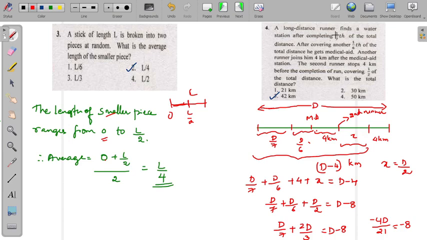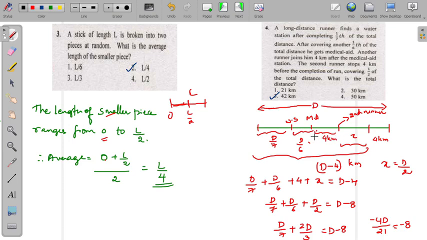Fourth question. A long distance runner finds a water station after completing 1/7 of the total distance. Total distance, I will take it as D. After completing 1/7 of the total distance, he finds a water station. So here there is a water station. Then after covering another 1/6 of the total distance, that is D by 6, he gets medical aid. Another runner joins him 4 kilometers after the medical aid.